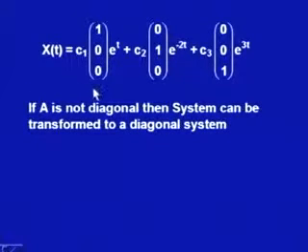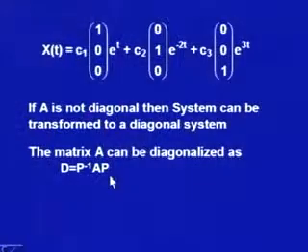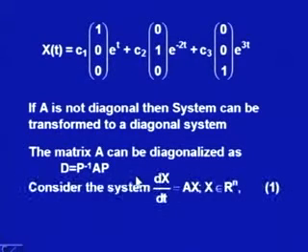Now, if the matrix A is given in the diagonal form, then things are simple, but if A is not diagonal, then the system can be transformed to a diagonal system and then we can solve it. And here comes the importance of diagonalization, which we have discussed in these lectures. So, if the matrix A can be diagonalized as D is equal to P inverse AP, then we can solve the dynamical system dx by dt is equal to Ax, x belonging to R^n, on the same lines as I have illustrated just now.